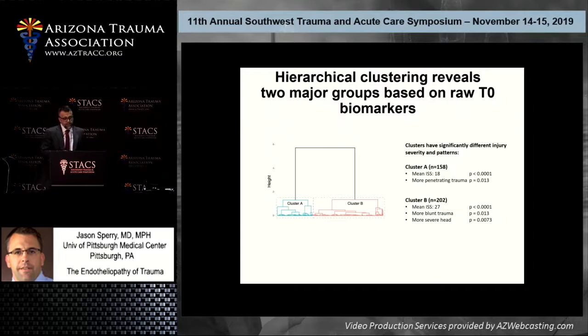Cluster A had an ISS of 18, and cluster B had an ISS of 27. So cluster B was more severely injured, more likely blunt, with more severe head injury. And cluster A was more likely penetrating trauma with a lower overall ISS in these two clusters.